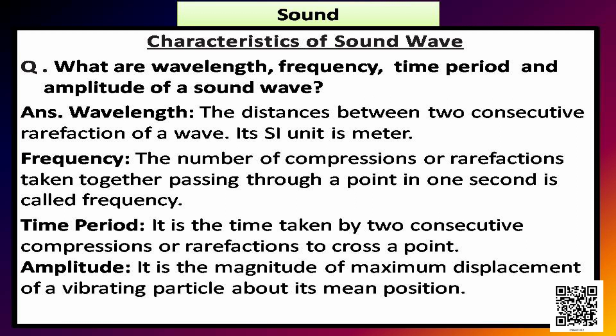What is time period? The time taken by the wave to complete one oscillation, that is, the time between two consecutive compressions or rarefactions, is called time period. What is amplitude? When waves are produced, the particles vibrate about their mean position. The maximum displacement of a particle from its mean position is called its amplitude. It is measured in meters. Hope you understand the solution.